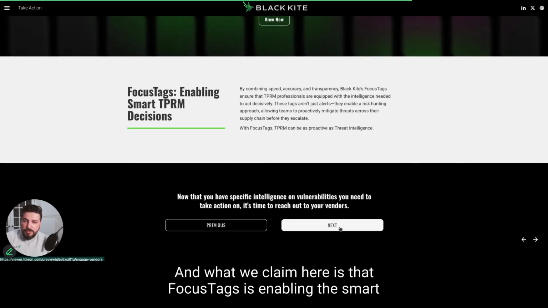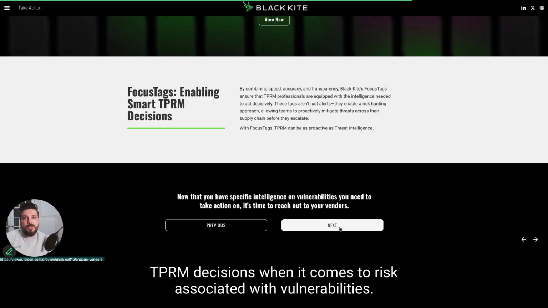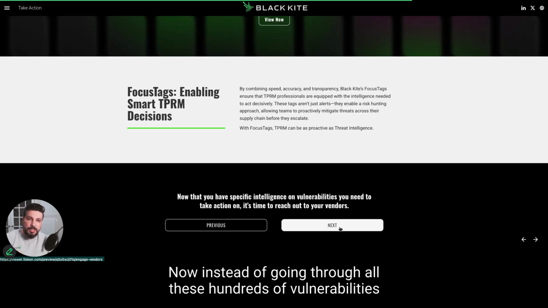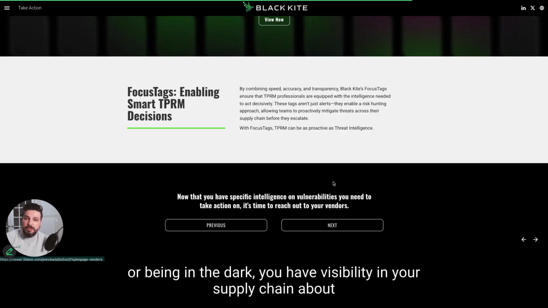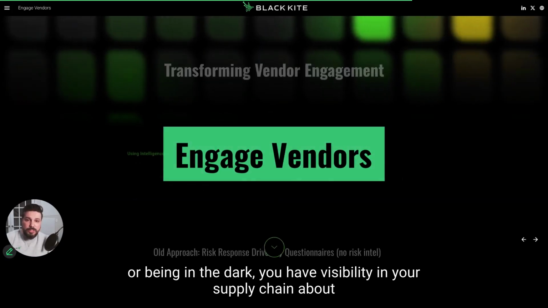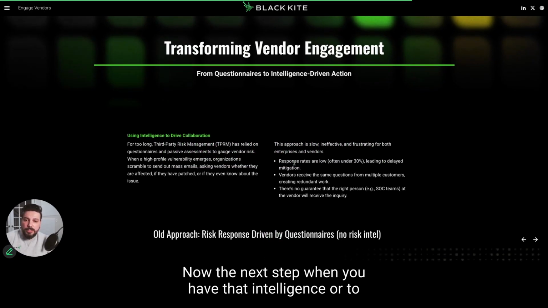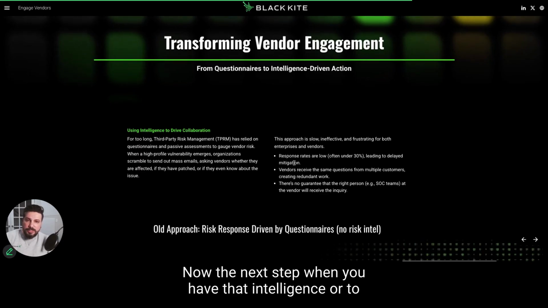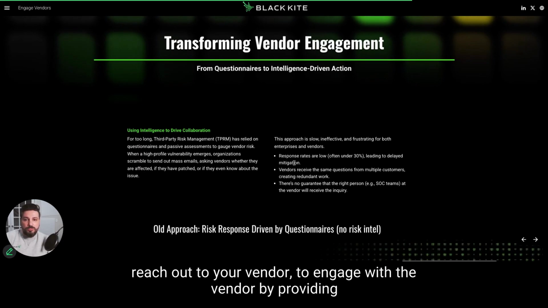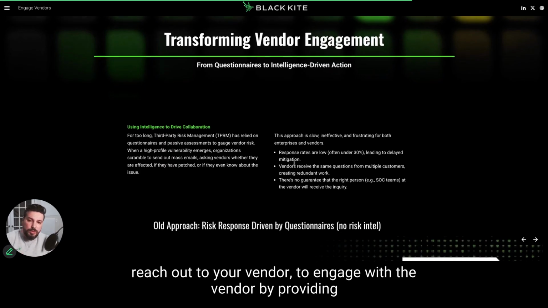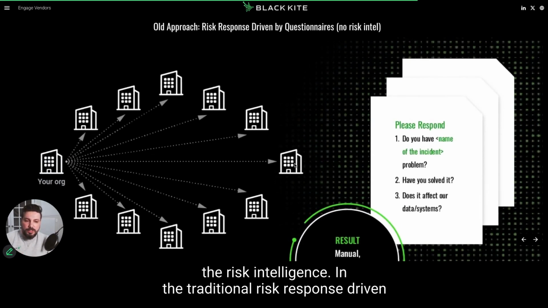And what we claim here is that focus tags enable smart TPRM decisions when it comes to risk associated with vulnerabilities. Now, instead of going through all these hundreds of vulnerabilities or being in the dark, you have visibility in your supply chain about those vulnerabilities. Now, the next step, when you have that intelligence, is to reach out to your vendor, to engage with the vendor by providing the risk intelligence.